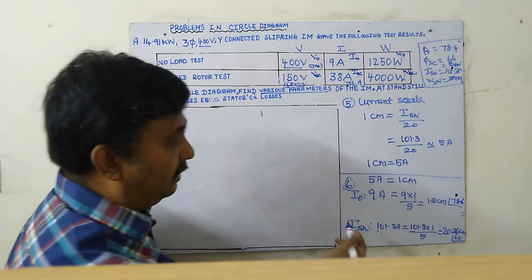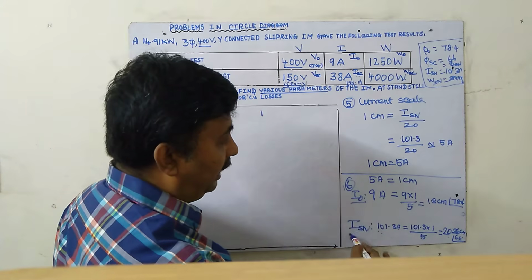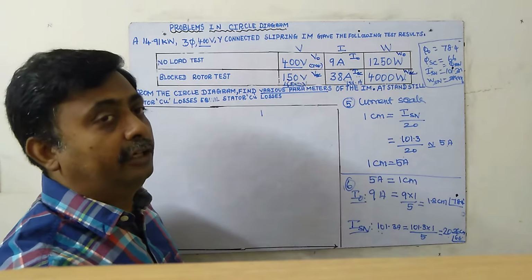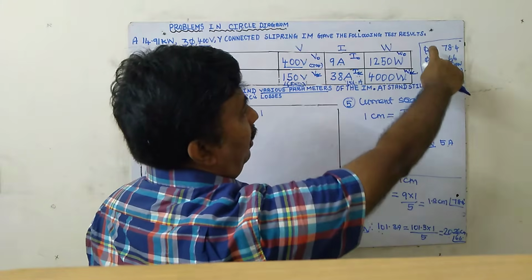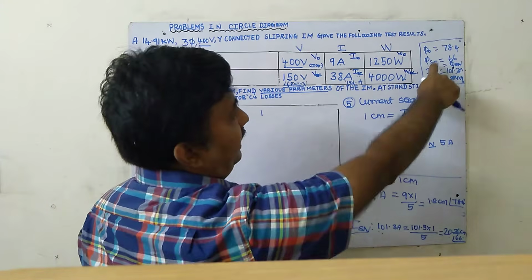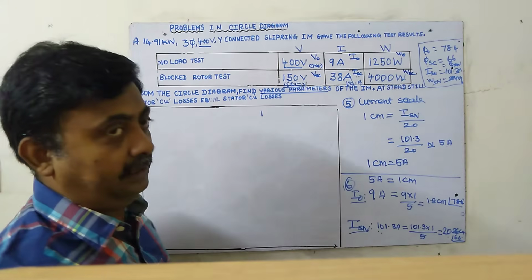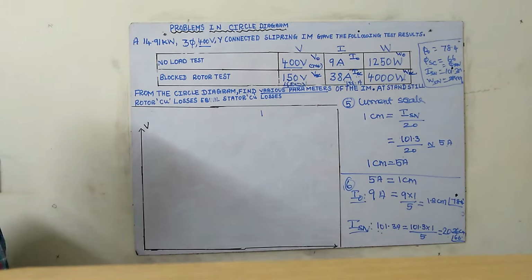What are the values we have to convert? I naught and ISN, both in amps. Convert them into centimeter and put the angle. The angle for I naught is phi naught, and for ISN, phi SC is the angle. So put it like this. Okay, these are the first 6 steps.